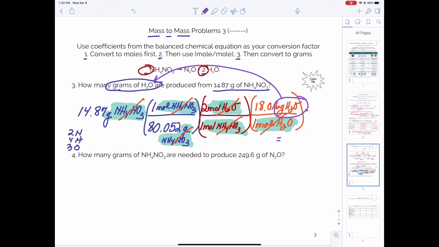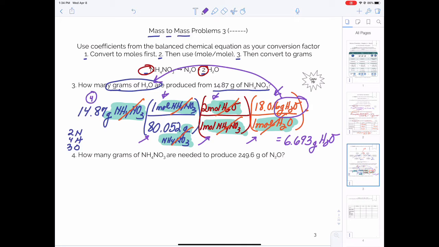Numerically, I plug this into my calculator all in one step. So in my calculator, I'm doing 14.87 times 1 divided by 80.052 times 2 divided by 1 times 18.016 divided by 1. Anytime that I'm multiplying or dividing by 1, I can actually, you guys know, not put that in the calculator just to save time. My answer comes out to 6.693 grams of water, right?